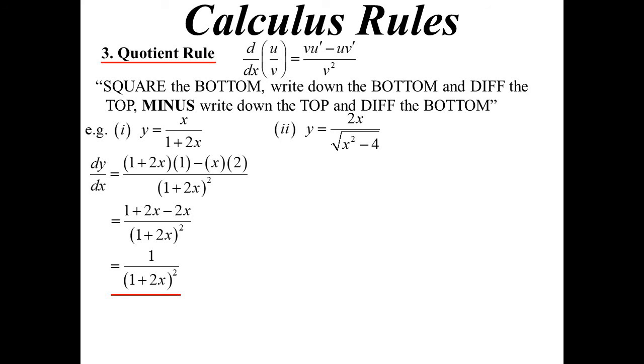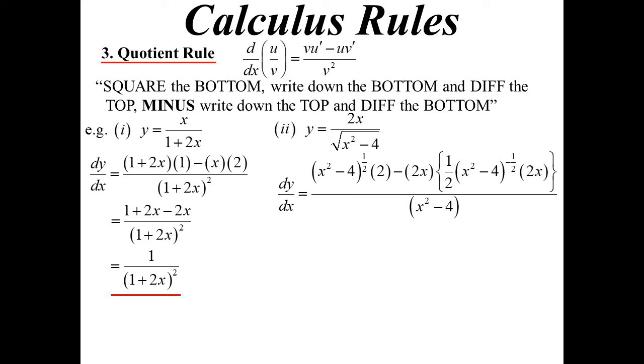You know what's going to happen here. We have 2x on the square root of x squared minus 4. So we square the bottom, but when you square a square root, they cancel. So I've just got x squared minus 4. Write down the bottom, (x squared minus 4) to the power of a half. Diff the top, that becomes 2. Minus, write down the top, 2x.